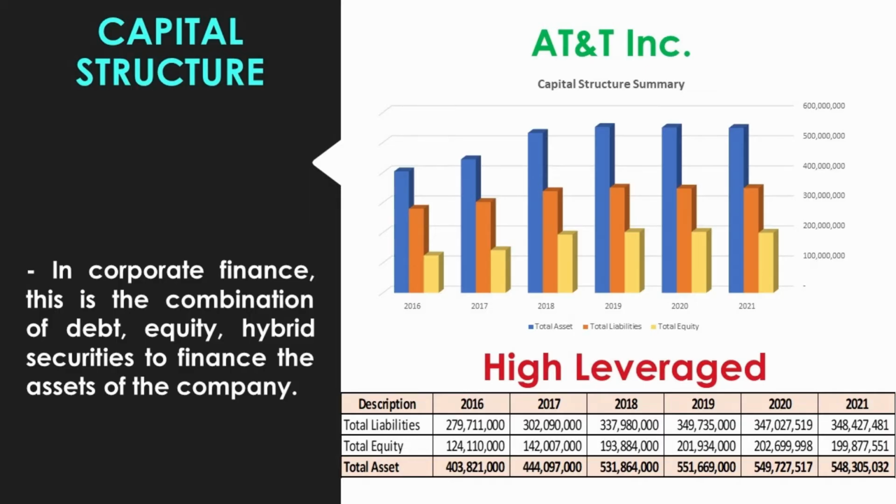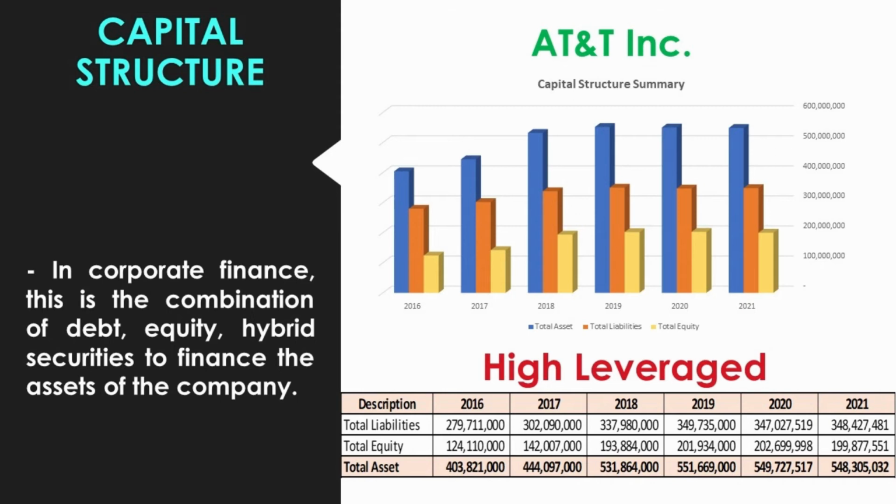The next part of our discussion is the capital structure. But before we move on, we have to define first what capital structure is all about. In corporate finance, this is simply the combination of debts or liabilities, equities, and hybrid securities to finance the assets of the company. Let's take, for example, AT&T Incorporated.